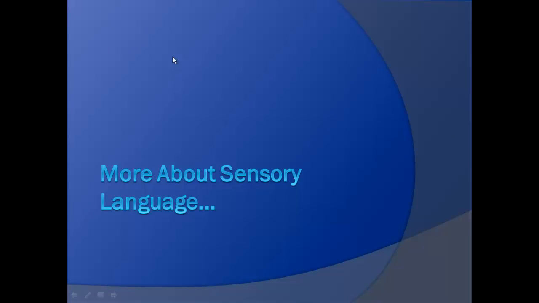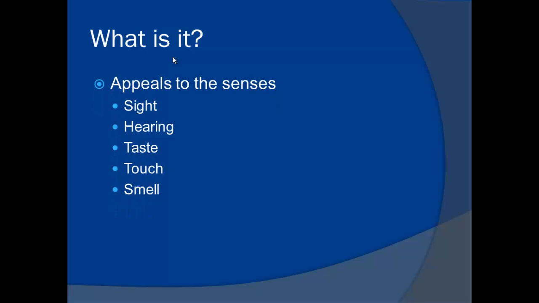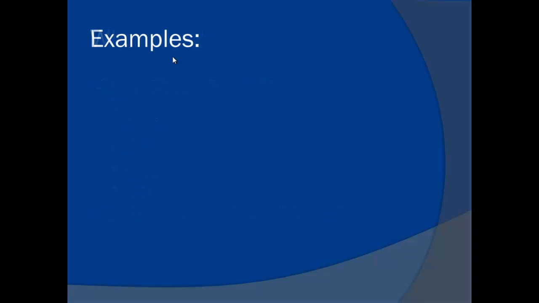As promised, some additional information about sensory language. Sensory language really is key to poetry, so it's important that you know what it is. Sensory language is language that appeals to your five senses: sight, hearing, taste, touch, and smell. And as I've said before, it really makes the poem much more interesting for the reader. So let's take a look at some examples.